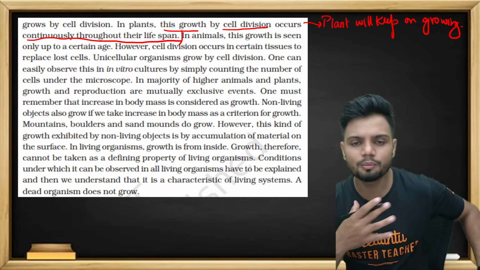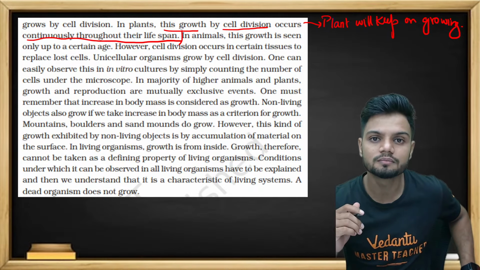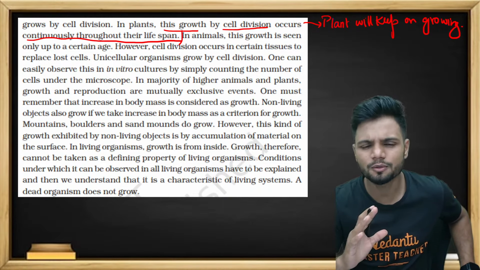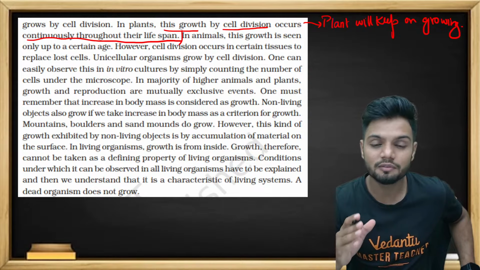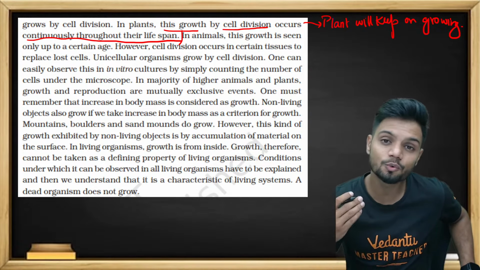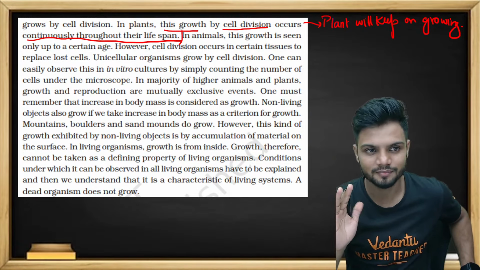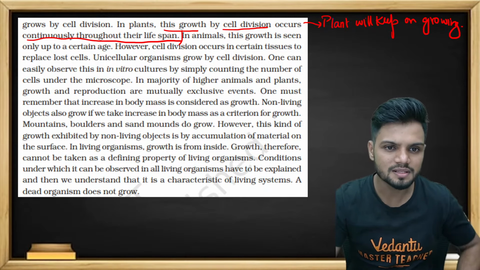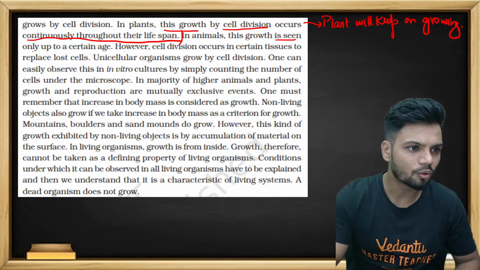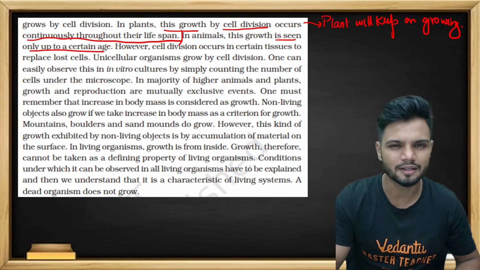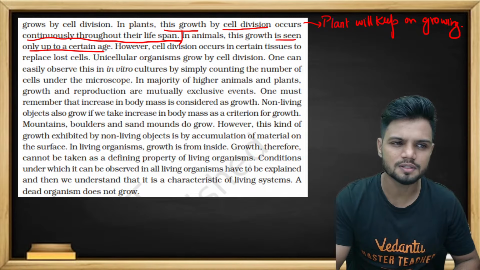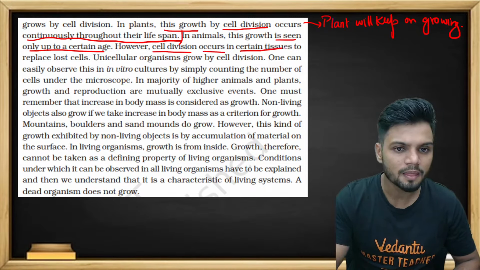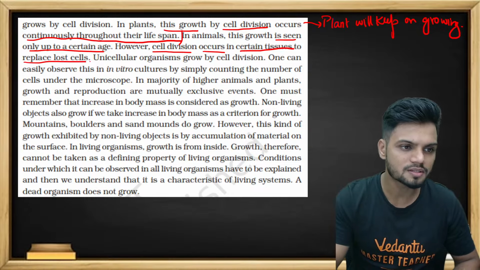Like if humans also had meristematic cells, even we would keep on growing. Your height, generally in the case of boys, stops at around 21 or 22 years old. Imagine even if you had meristematic cells, even you would continuously keep on growing. Okay, so only plants can keep on growing, not us. In animals, this growth is seen only up to a certain age, 21 in the case of boys, 18 to 19 in the case of girls. However, cell division occurs in certain tissues to replace lost cells, obviously.